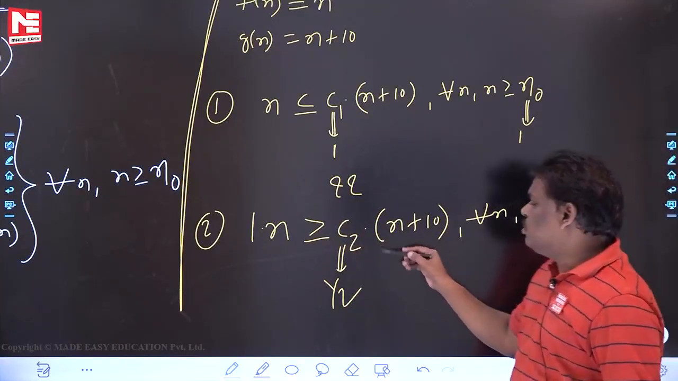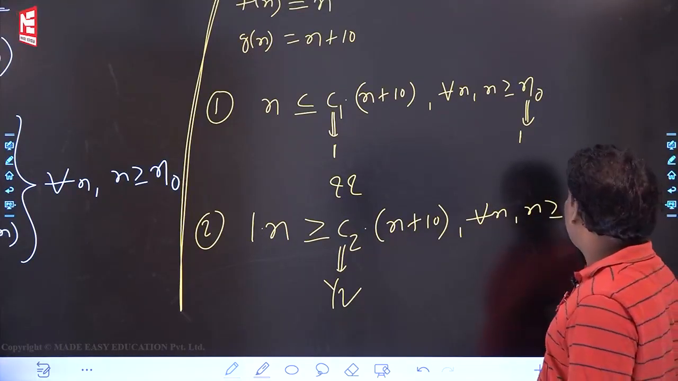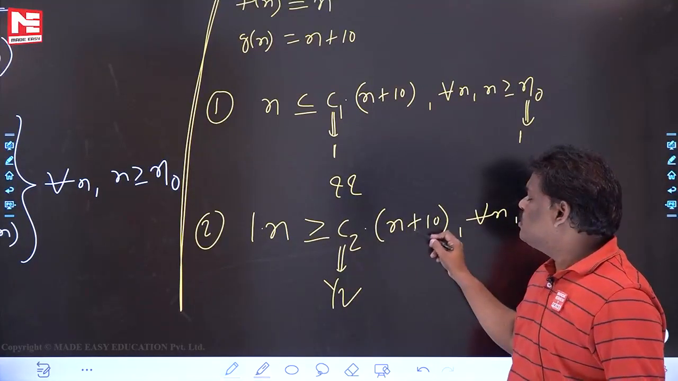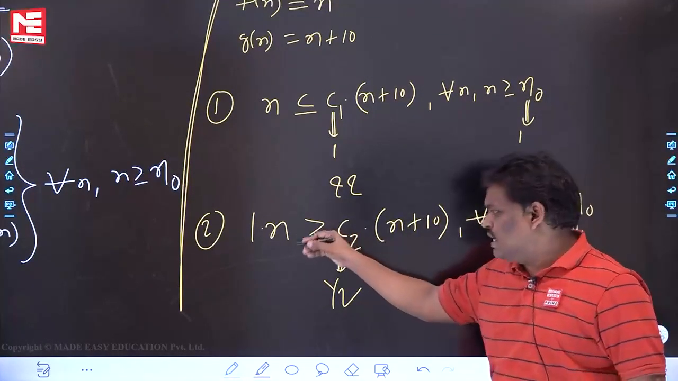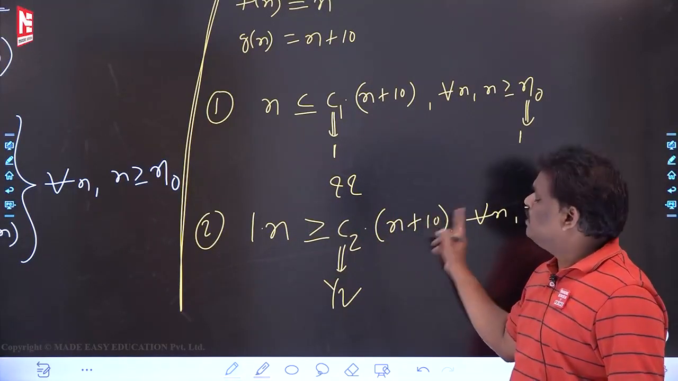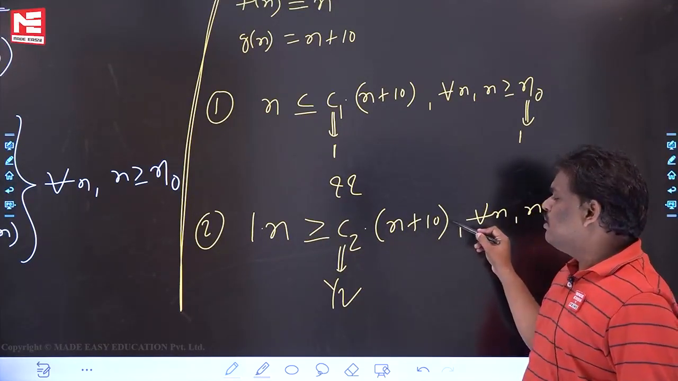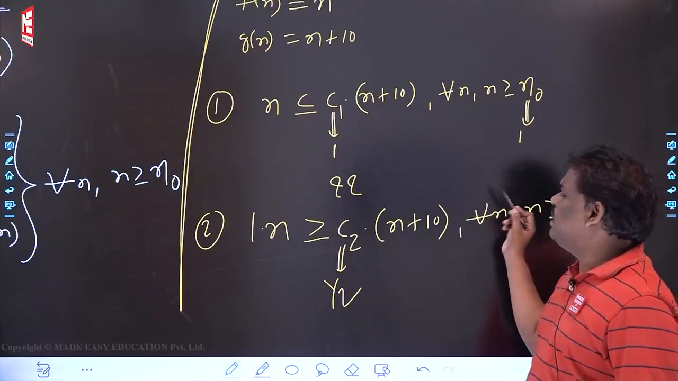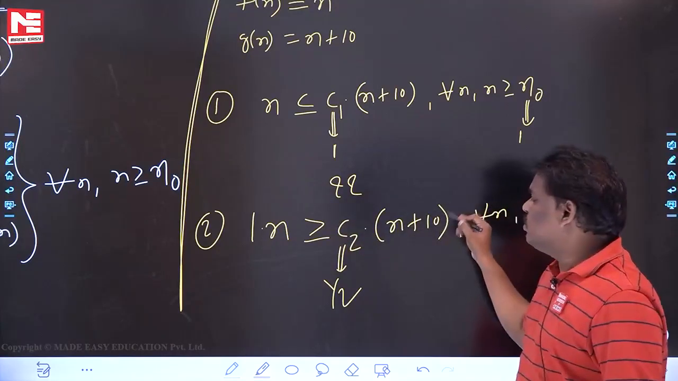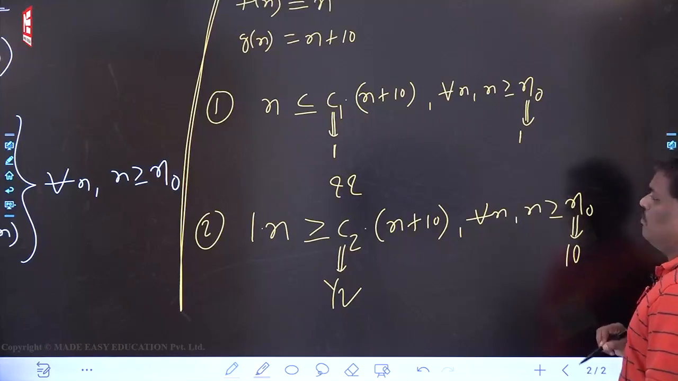Can you help now? By taking c2 value 1 by 2, I proved that left is bigger or equal. Can you say from which place onward this relation holds good? Let me check. n value 1: this is 1, but the other is 11 by 2, 5.5, so it fails. Let's increase a little faster. n value 5: this is 5, this is 15 by 2, 7.5. Still fails. n value 9: this is 9, this is 19 by 2, 9.5, so fails. n value 10: this is 10, this is 20 by 2, 10. 10 greater than or equal to 10 is true. So I think 10 onwards it works.